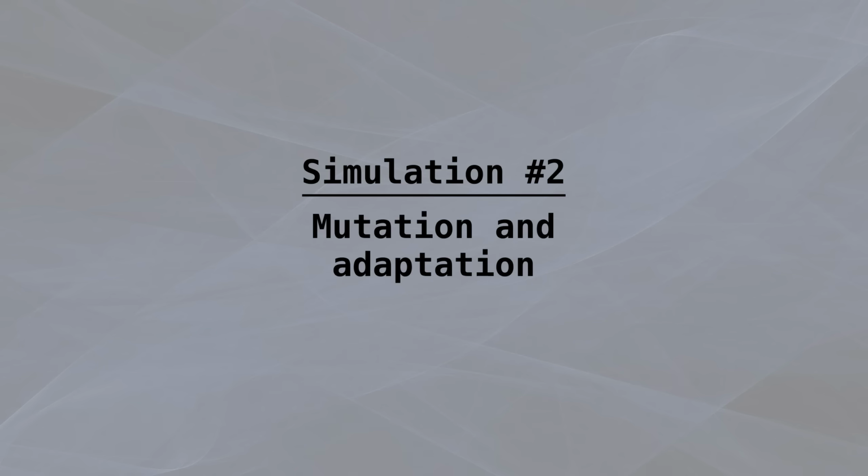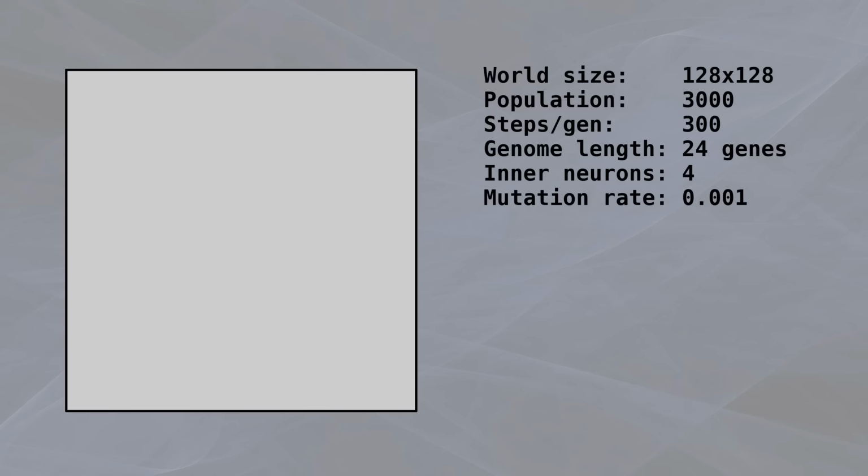So let's do our next simulation run, and this is the one that shows how mutations work. First of all, let's set up a run where our parameters are similar to the last time. We have 128 by 128 grid points in the world. That's its size. But the population now is bigger. This time we'll have a population of 3,000. Again, we'll have 300 simulator steps in each generation. They'll last 10 seconds in each generation.